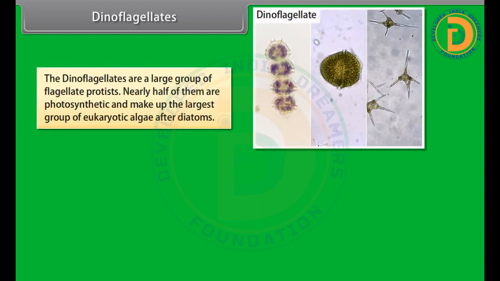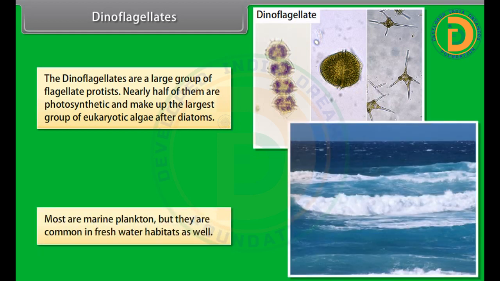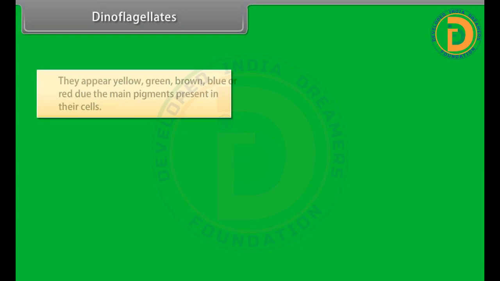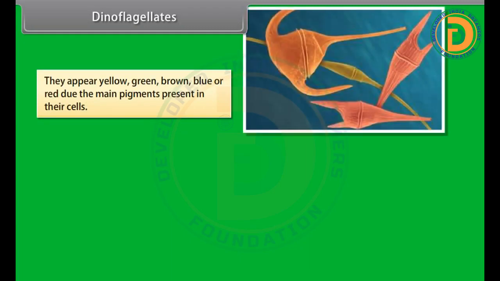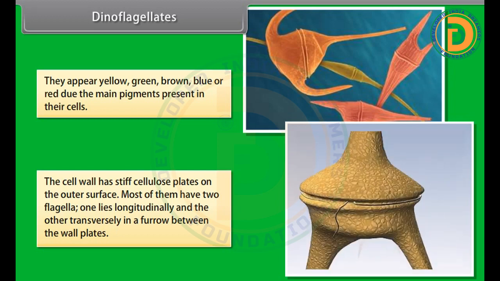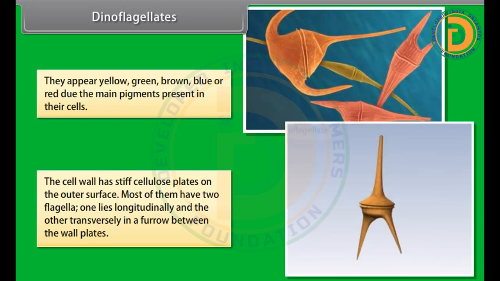Dinoflagellates. The dinoflagellates are a large group of flagellate protists. Nearly half of them are photosynthetic and make up the largest group of eukaryotic algae after diatoms. Most are marine plankton, but they are common in freshwater habitats as well. They appear yellow, green, brown, blue or red due to the main pigments present in their cells. The cell wall has stiff cellulose plates on the outer surface. Most of them have two flagella.